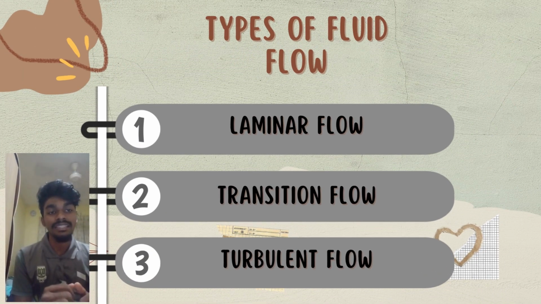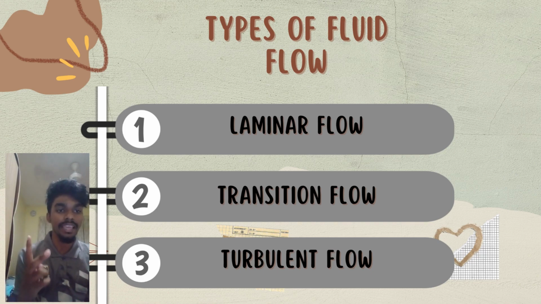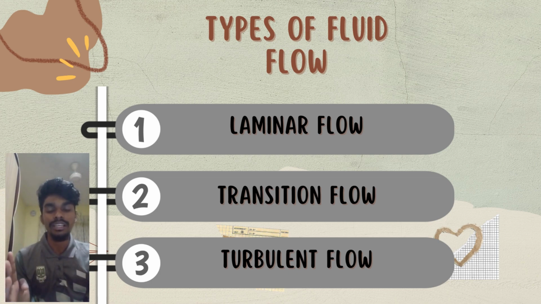There are three types of fluid flow. The first is laminar flow, the second is transition flow, and the third is turbulent flow. We'll get into more detail in the next slides.